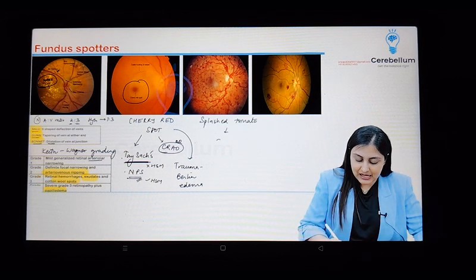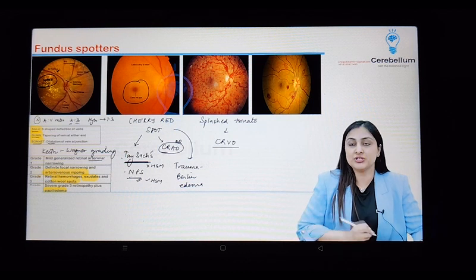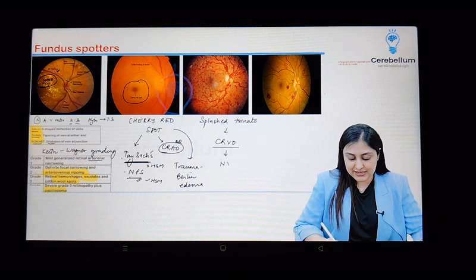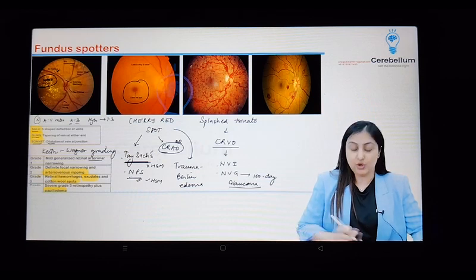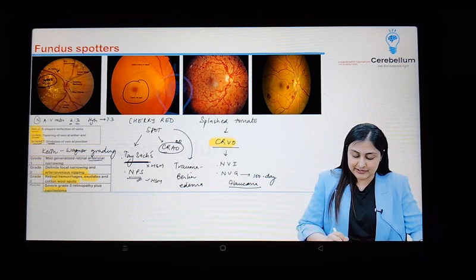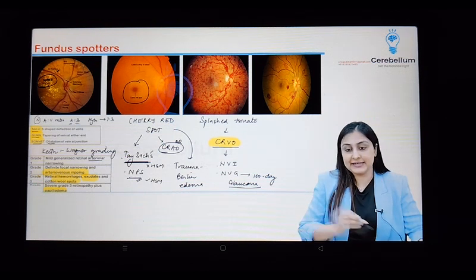is seen in CRVO, central retinal vein occlusion. Here you can also have neovascularization of the iris, and you can also have neovascularization type of glaucoma, which is known as 100-day glaucoma. Okay, so this is about CRVO. Again, VEGF inhibitors get indicated here.